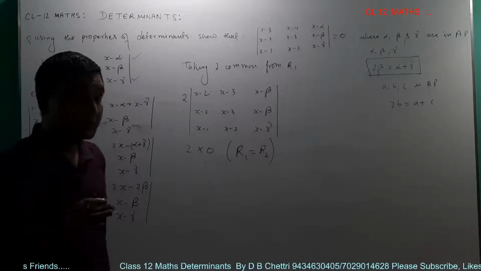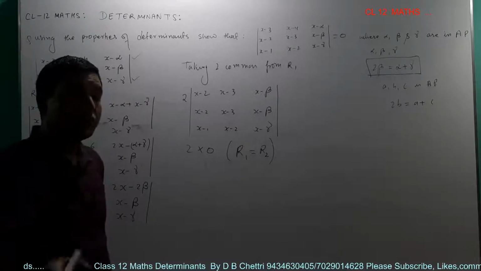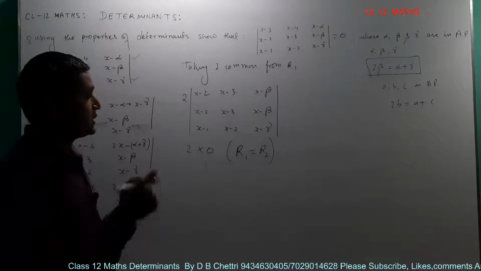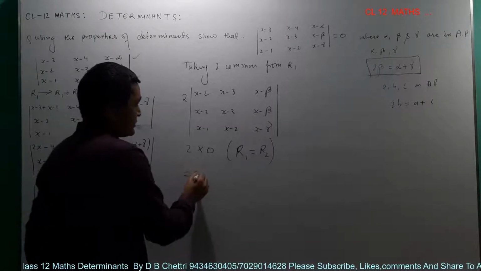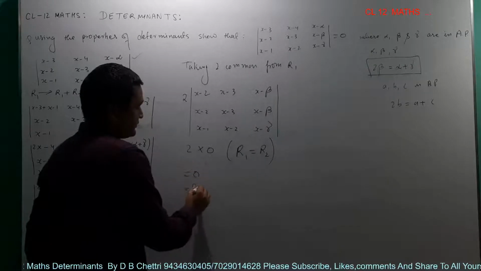We already learned the property of determinants: if any 2 rows or 2 columns are identical, the value of the determinant is 0. Then 0 multiplied by anything is 0. We got the right hand side.